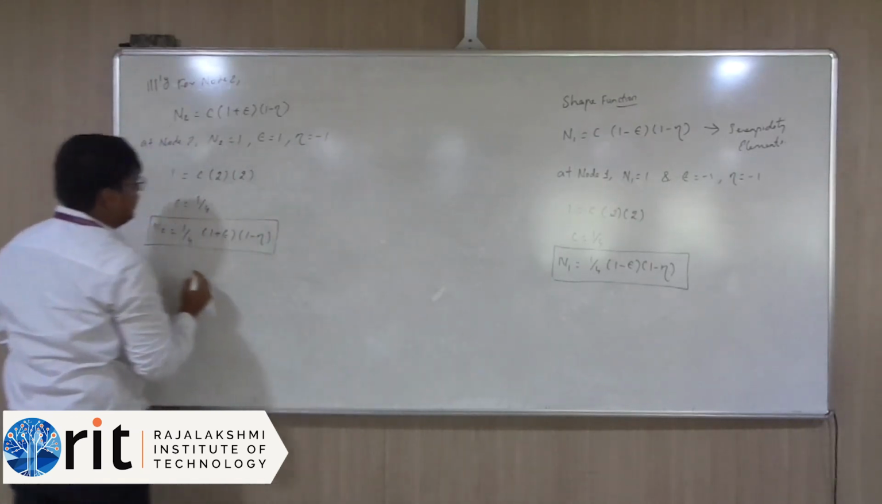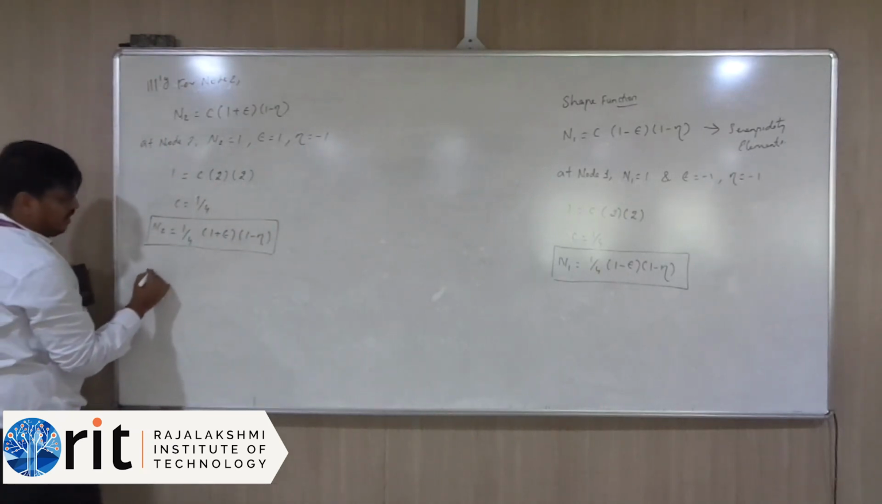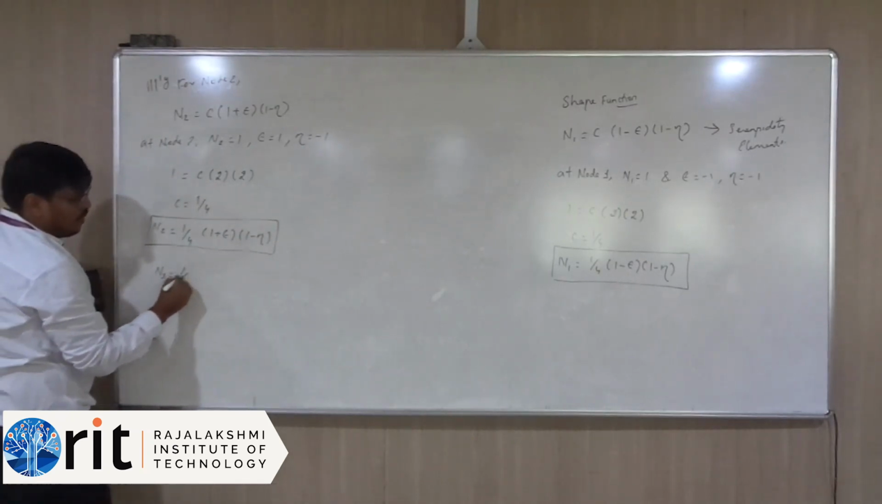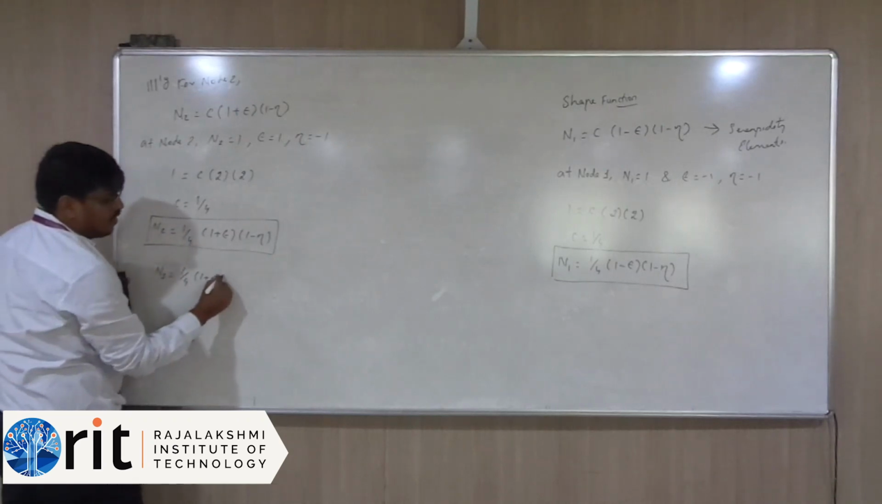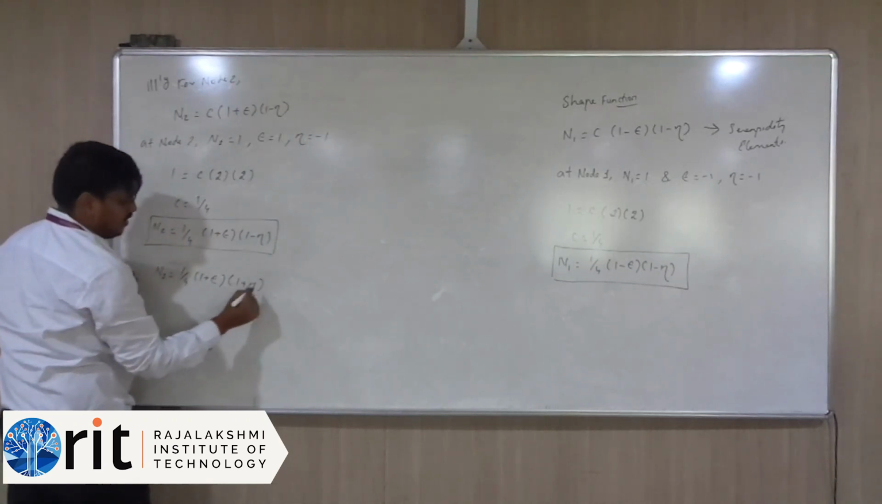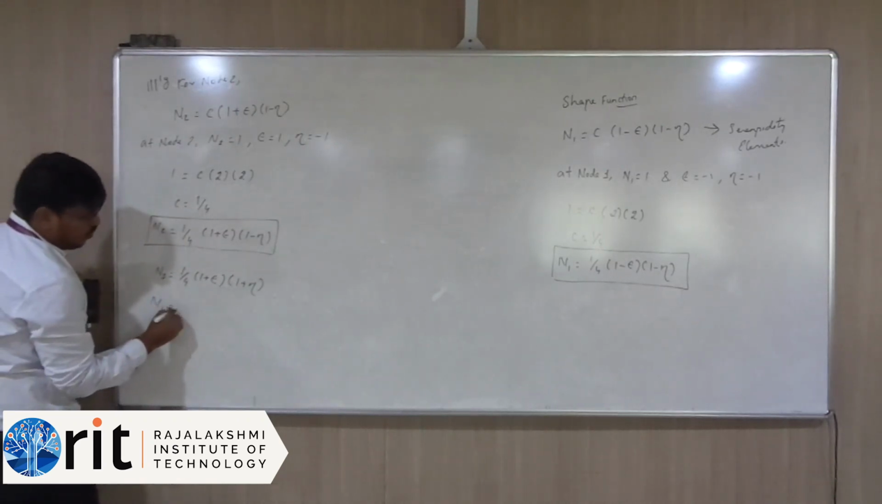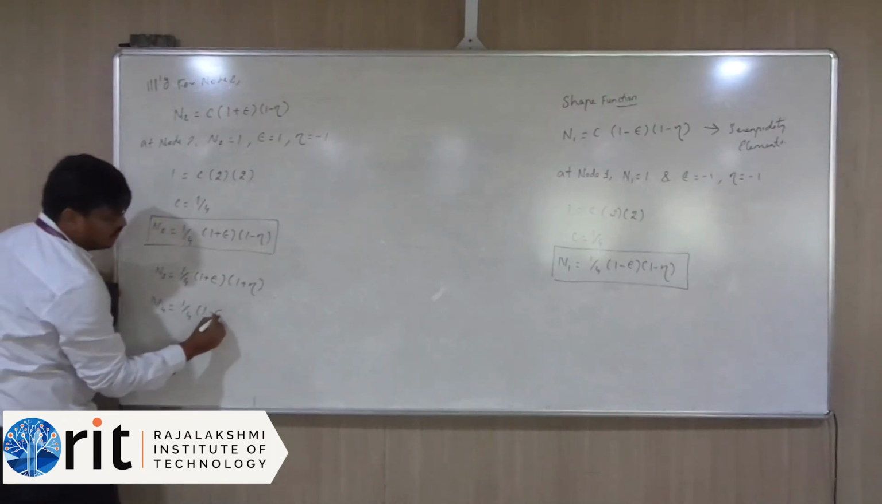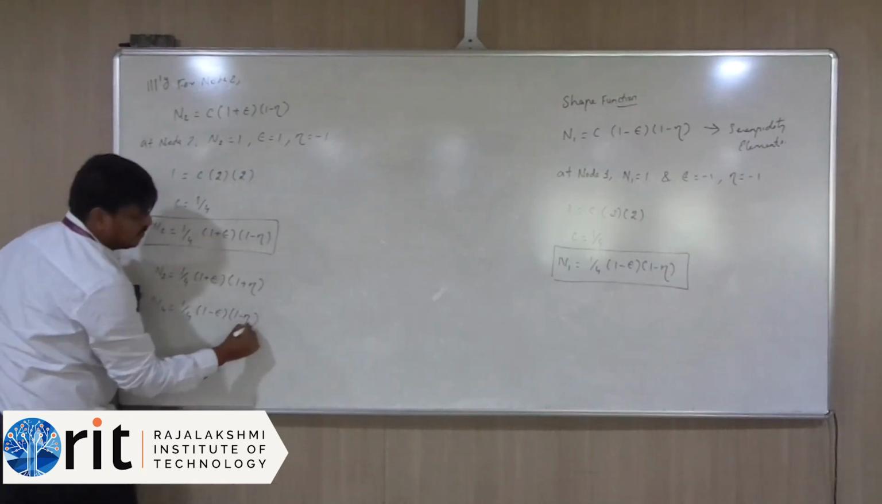Similarly, for n3 and n4, we can write directly n3 equal to 1 by 4, 1 plus epsilon 1 plus eta. And for n4, 1 by 4, 1 minus epsilon 1 minus eta.